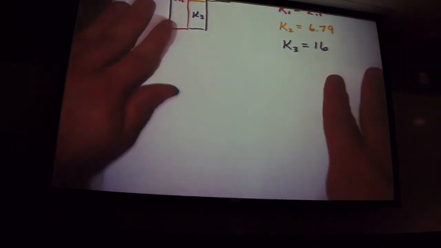We'll see if this works. Then I'll show you another way to deal with it. Pull out a new piece of paper, just to do a weighted average.